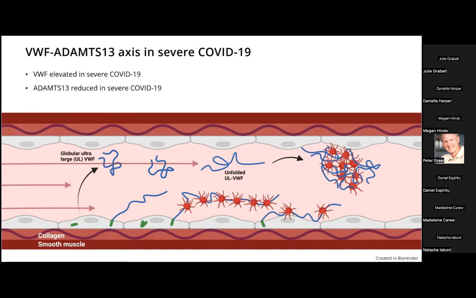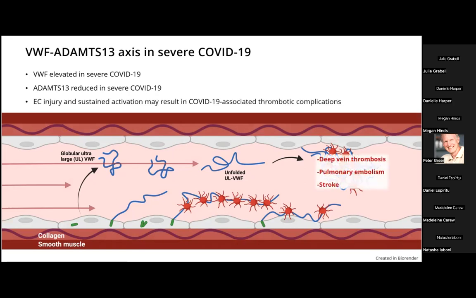And finally, the VWF ADAMTS13 axis in severe COVID-19. So the similarities, of course, are that studies have shown highly elevated levels of VWF in these patients, and they've also found a marked reduction in ADAMTS13. So these observations may explain the type of thrombotic complications that are associated with COVID-19, including things like deep vein thrombosis, pulmonary embolism, and stroke.